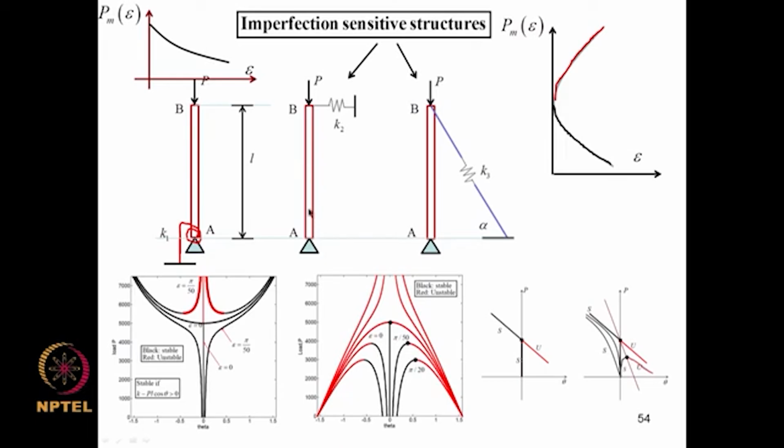So these 2 systems are known as imperfection sensitive structures, where the critical load carrying capacity depends on imperfection, and plates and shells display this type of behavior.